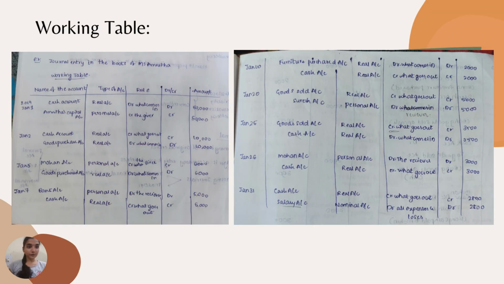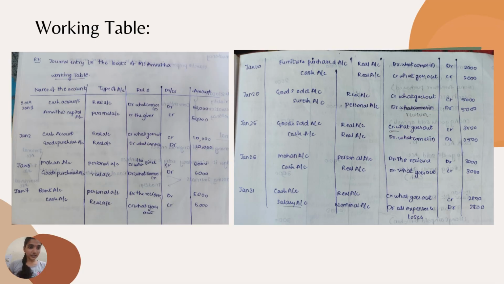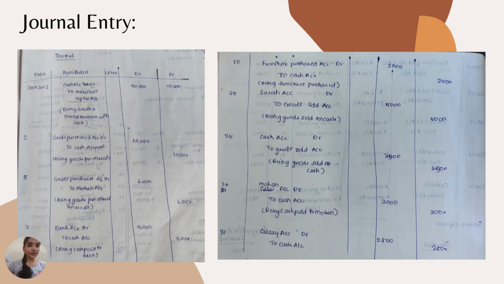First of all, we have to mention the date on which the transaction took place, and then the format is the debit account has to be written first, and then in the next line we have to write "To" and then the account which is credited. So the first transaction includes cash account, Amrita's capital account, in which cash account is debited and Amrita's capital account is credited. So we have to write cash account debited, in the next line to Amrita's capital account, and the amount included in it, 50,000. So we have to write 50,000 in debit and credit.